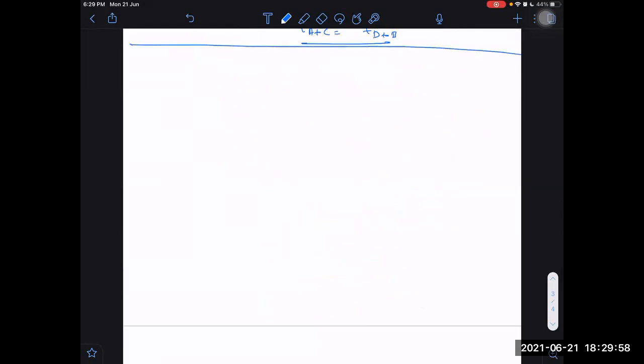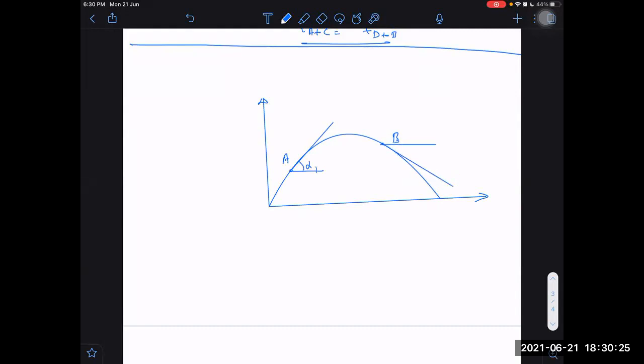Okay, sir. One more thing I can tell about parabolic paths in general. It is not about projectile only, any parabola. If I have a parabola, whether downward parabola or upward parabola, it doesn't matter. Valid for any parabola. If I take point A and point B, and here the tangent I am taking makes an angle alpha 1, and the tangent at B makes an angle, let us say, alpha 2.